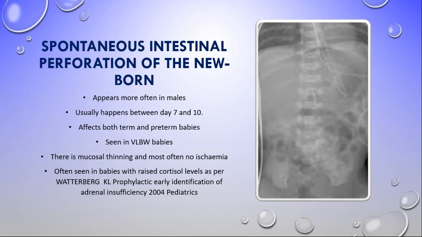Often seen in babies with raised cortisol levels, as according to this article by Dr. Waterberg. And babies with raised cortisol levels will be these very low birth weight babies, the so-called, in the old term, we used to refer to them as the SGA babies, small for gestational age babies. They are more likely to be at risk of developing SIP.